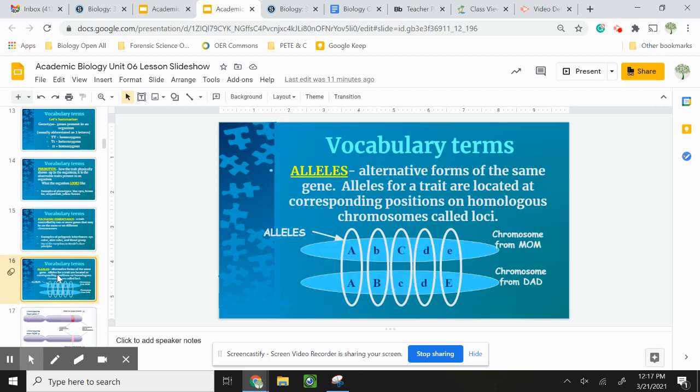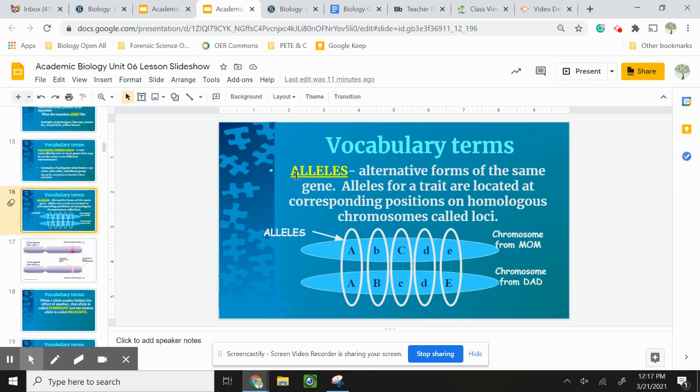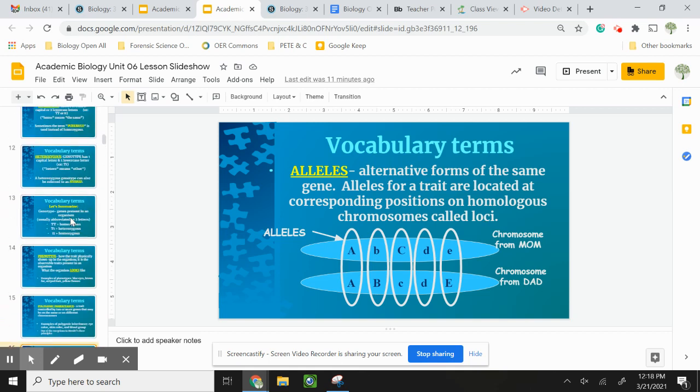Okay, now let's add some more vocab. The term allele refers to alternative forms of the same gene. Alleles for a trait are located at corresponding positions on homologous chromosomes called loci. And loci should make you think of location. Location. So putting this all together, let's look back here.